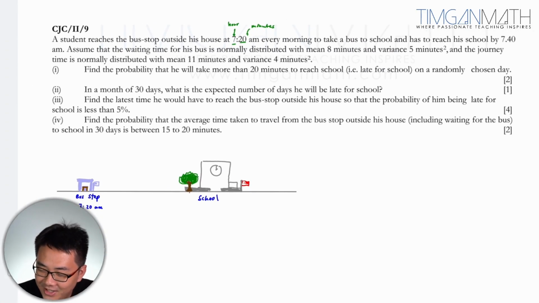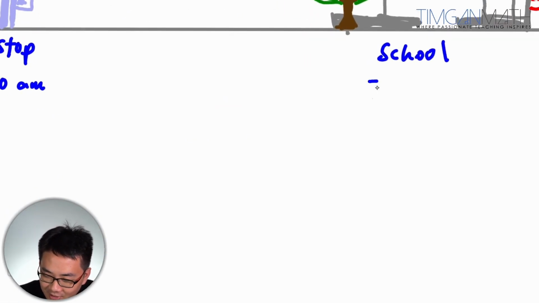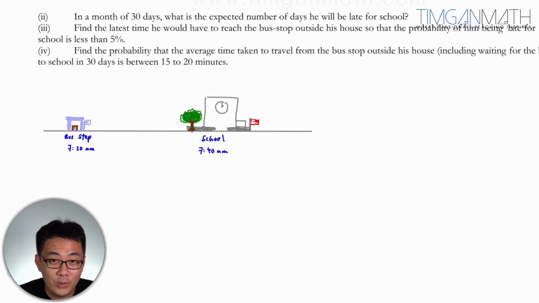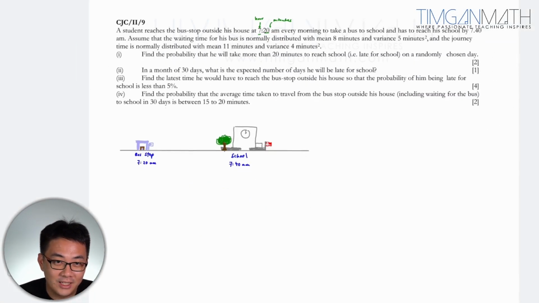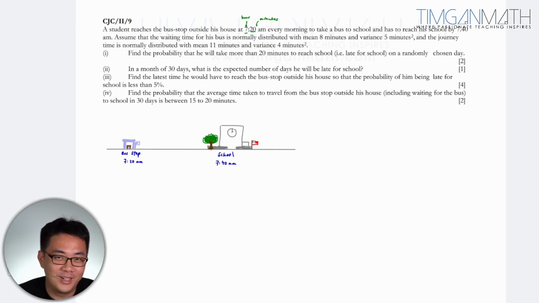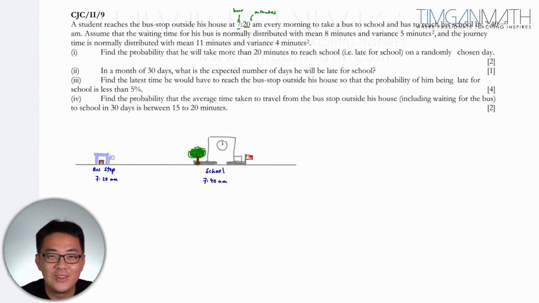Every day, we are faced with this dilemma whether to reach school on time or not, right? So then, what do we blame? We of course blame the bus lah. The bus is the problem, not our problem. It's the bus which brings us, whether it's late or not, it's the bus's problem, right? Yeah, correct. So assume that waiting time for the bus is normally distributed.